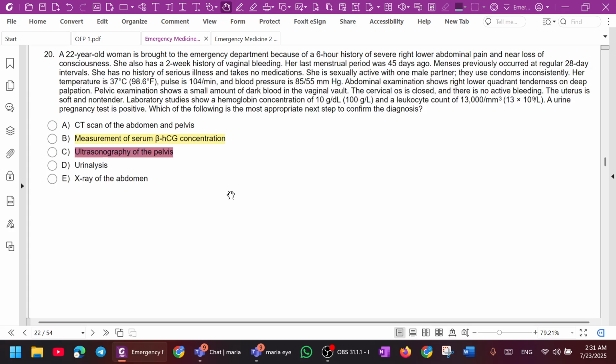It's not CT scan of the abdomen and pelvis, which may disclose a diagnosis of ectopic pregnancy. However, it exposes the patient and fetus, if it's a viable intrauterine pregnancy, to unnecessary radiation. Ultrasound will be first to evaluate this patient.